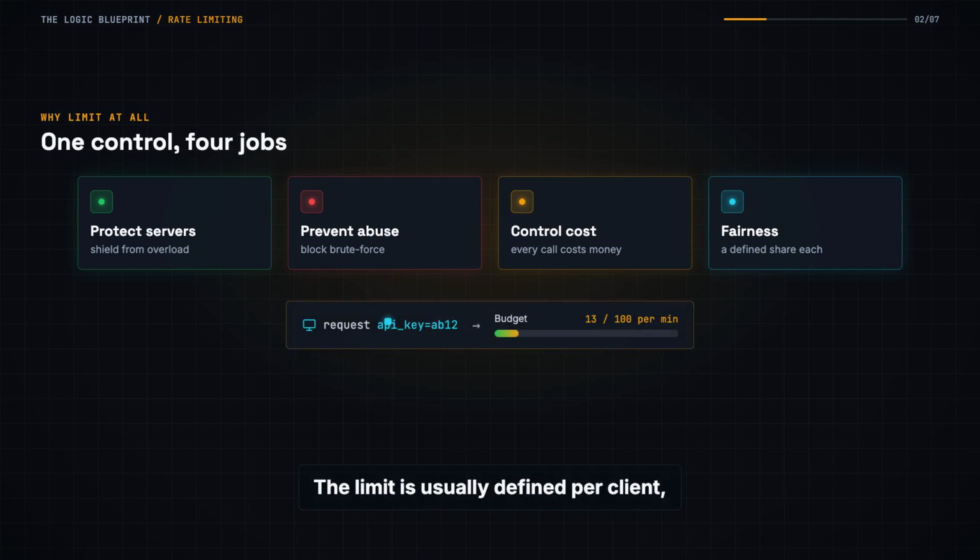The limit is usually defined per client, identified by an API key, a user account, or an IP address over a time window like requests per second or per minute.